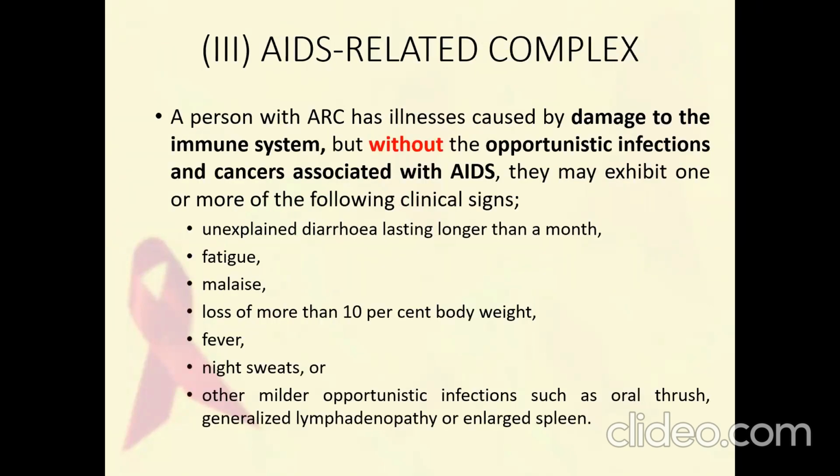Third one is AIDS related complex. This ARC is due to damage to the immune system, and it shows some clinical signs like unexplained diarrhea lasting longer than a month, fatigue, malaise, loss of more than 10% of body weight, fever, night sweats, and some opportunistic infections like oral thrush, generalized lymphadenopathy, enlarged spleen.